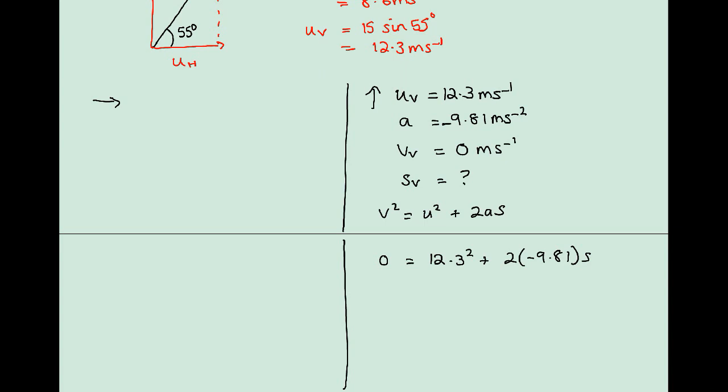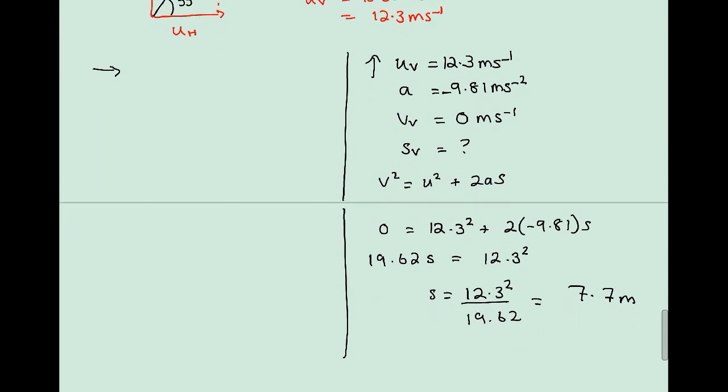Okay, when we rearrange this, of course, as always, that negative is going to disappear when we take it to the other side. So we've now got 19.62s equals 12.3 squared. So s is 12.3 squared over 19.62, which gives you 7.7 meters. That would be our maximum height. So that's the first part of our question dealt with.